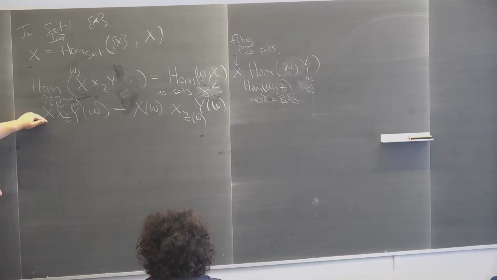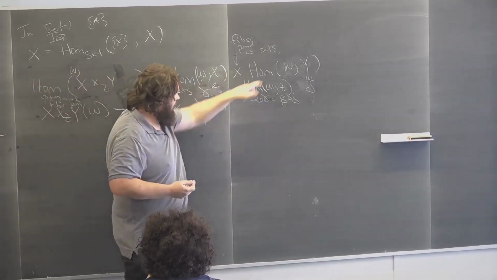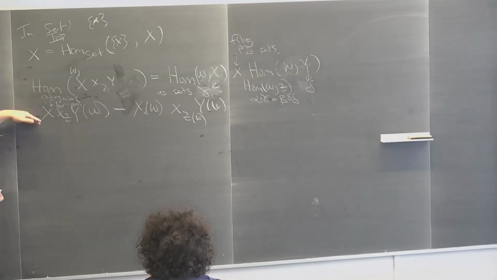Yeah. This is just a restatement of the mapping property. Like literally, this is defined to be this. This is defined to be this. I'm just writing the line above in different notation.